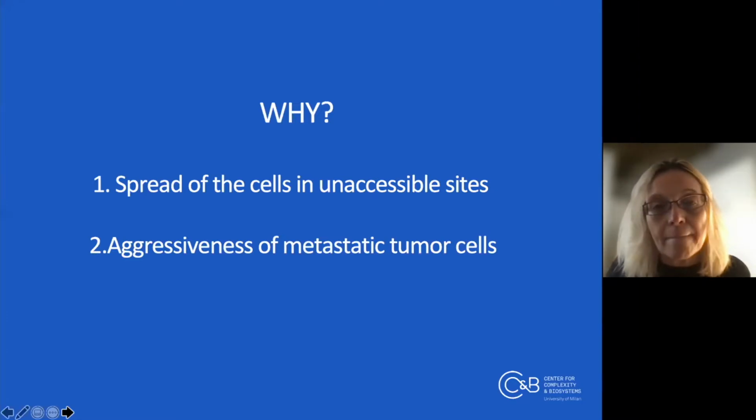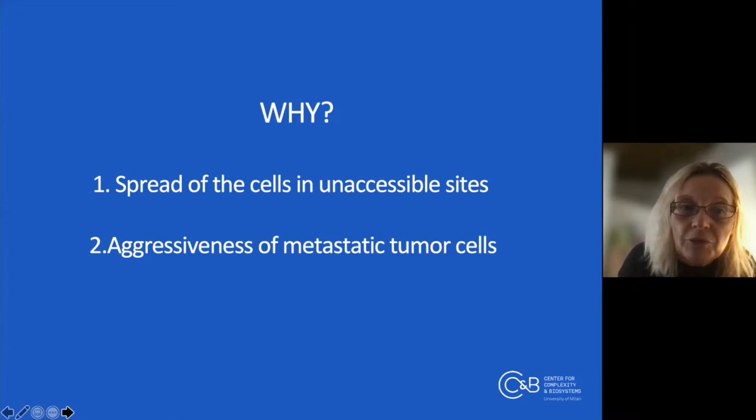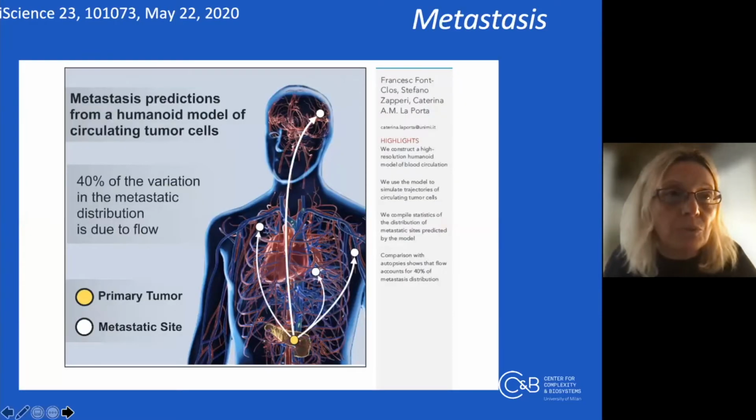What does that mean? It is impossible for surgery to reach these sites and the tumors, or for chemotherapy or radiotherapy to reach the cells. And the second point is the aggressiveness, of course, so the biological characteristics of metastatic tumor cells. Regarding the first point, I will just tell you a few words.